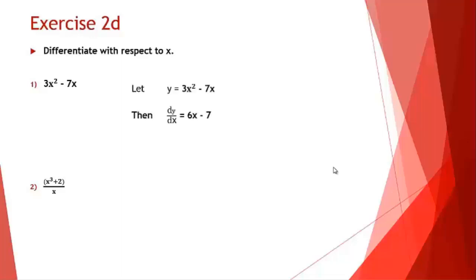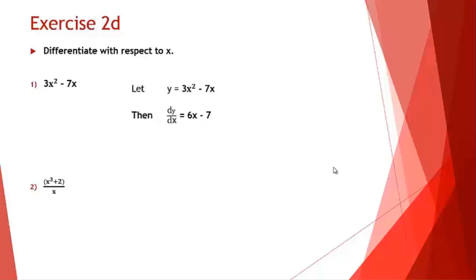So first we consider y equals 3x squared take away 7x. Then if we differentiate with respect to x, we get 6x take away 7. So we multiply by the power and then take away 1 from the power. And negative 7x differentiated with respect to x gives us negative 7.